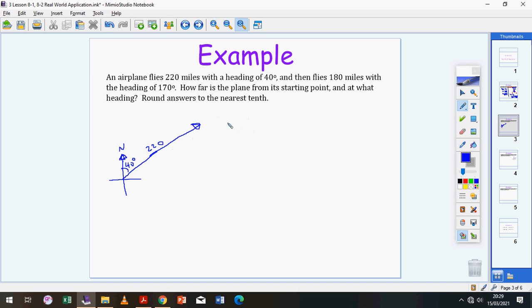And then after that, I draw another compass direction. It goes on a heading of 170 degrees. So from here, if this is 90, 170 is going to be somewhere here. And that is 180 miles. So that's a bit shorter than the previous one. Wherever it ends up, let's say it ends up somewhere here.